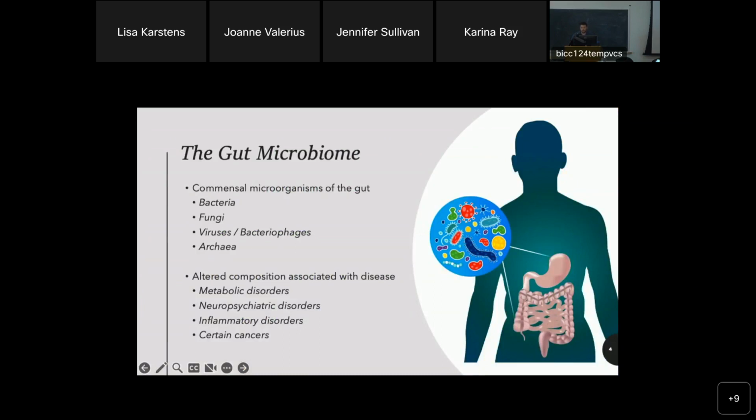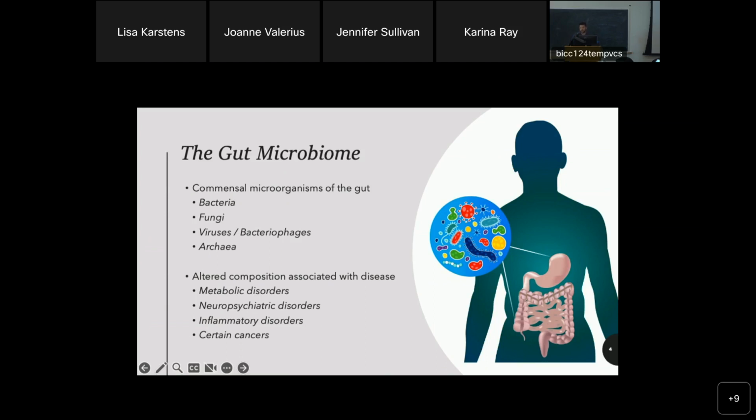The gut microbiome refers to the naturally occurring microorganisms that live within the guts of all animals, including humans. The gut microbial community is comprised of bacteria, fungi, viruses, and bacteriophages, as well as archaea, and it contributes to vital human functions, including metabolism and immunity, among others. The gut microbiome's composition is highly variable between individuals, as well as highly variable within individuals at different times. This makes it very difficult to pinpoint a healthy or normal composition.